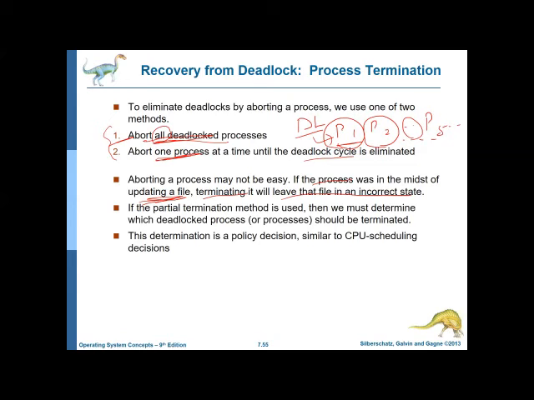So you can say these are the issues in aborting a process in between. We do not know what state it was in, whether it was in the beginning, middle, or end. But if the partial termination method is used, then we must determine which are the deadlocked processes that must be terminated. Because many are there, we must determine which processes to terminate, and there should be a decision based on that.